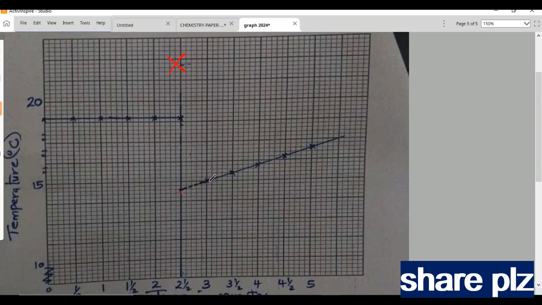That is why we extend from this point, we put a dotted line to our reference point, and that is where we will have the final temperature. This was initial, this is final. So that will help us to get the difference, the temperature change.